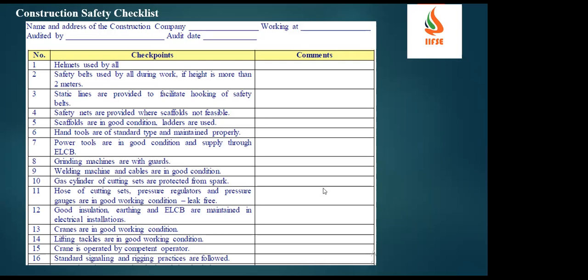Not every day, for every use you have to check, not only the safety belt, even lifting tools and tackles also. Every use they have to check and then they can wear.